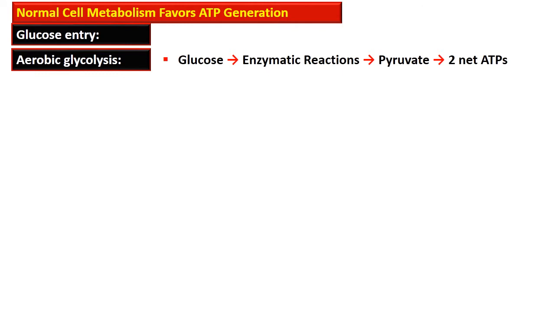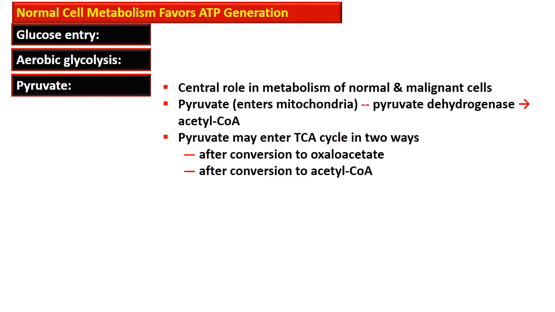Aerobic glycolysis is a type of glycolysis in which glucose through enzymatic reaction is converted into pyruvate and two net ATPs are formed. The pyruvate plays a central role in metabolism of normal and malignant cell. It enters mitochondria, and by the action of pyruvate dehydrogenase it is converted into acetyl-CoA. This pyruvate may enter Krebs cycle in two ways: after conversion to oxaloacetate or after conversion to acetyl-CoA.